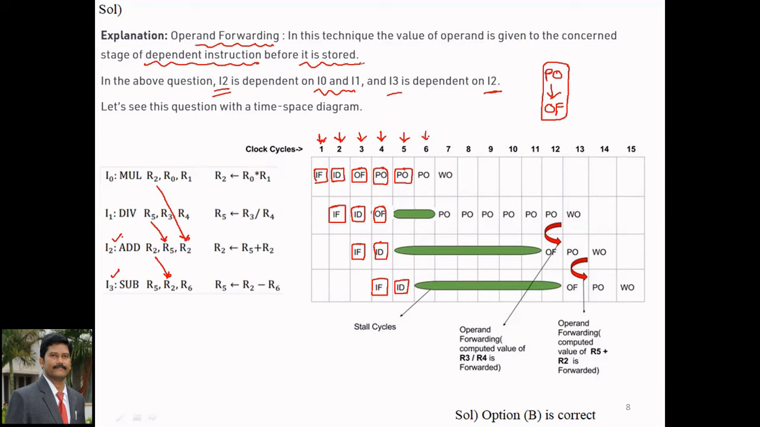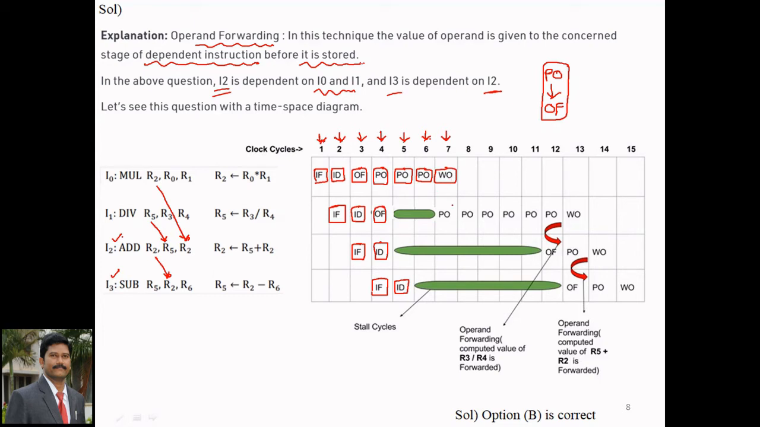At clock cycle 6, the multiplication instruction continues, because it will take 3 clock cycles for the PO operation. Now it is completed, and since PO of division is not completed here, there is a stall, and it has to wait for the operands; both are stalled. Now at clock cycle 7, what happens? The PO operation of the multiplication instruction is completed, then it does the write operation, writing the operands.